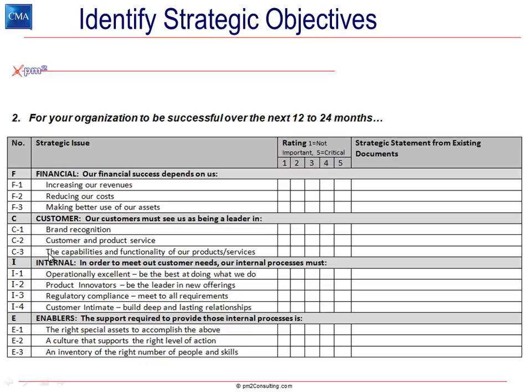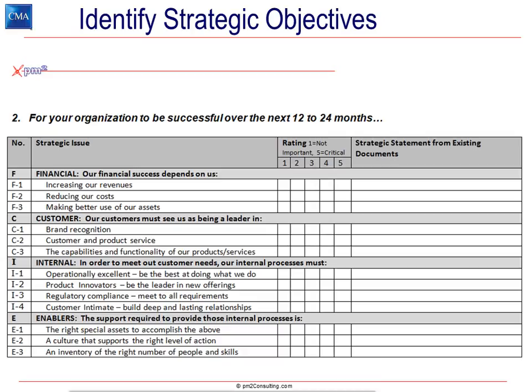Internally, organizations are typically either operationally excellent, product innovators, customer intimate, or of course have a degree of regulatory compliance, and enablers typically around the special assets you need to accomplish your strategy, the culture that's in your organization, and the inventory of competencies and capabilities. So using this as a checklist, we can quickly survey a group in your organization to get their feelings about which of these objectives are important and how important they are.